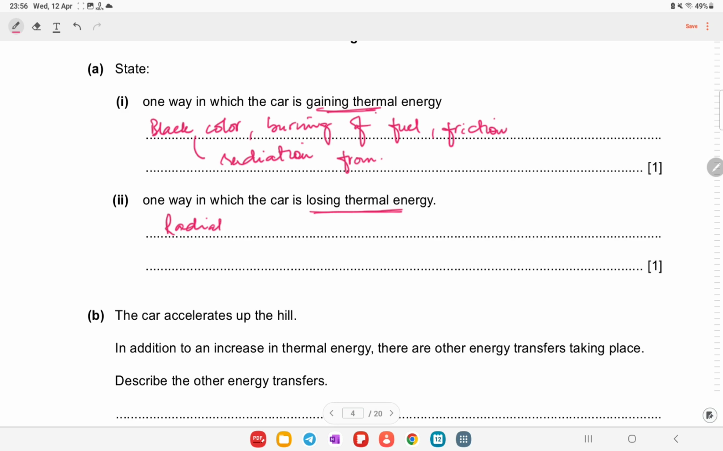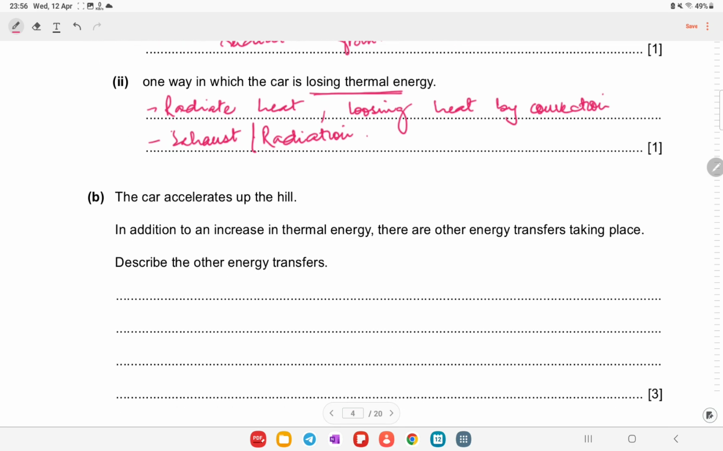So it's going to radiate heat, and then it's going to lose heat by convection. And then it's the exhaust fans, or the radiator, that is basically losing the thermal energy which is gained during the running of a car.